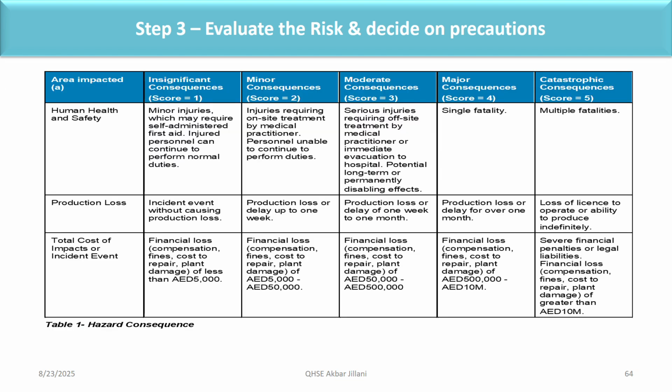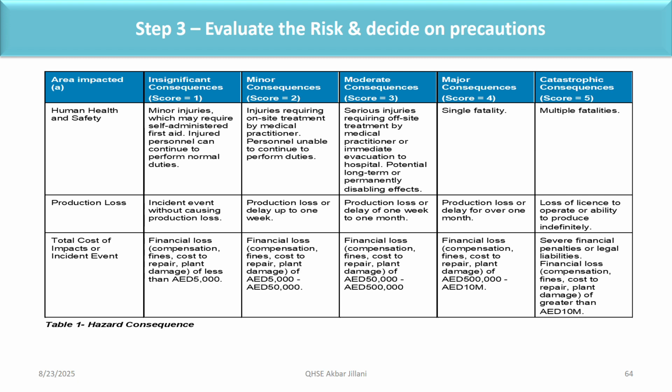So now we are taking the consequences. The consequences we took from the ADOSH system framework, SF Abu Dhabi system. Now I want to discuss this in terms of health and safety, production loss, and total cost of impact. Many students do not understand, and it's very difficult for them to classify, because the risk rating will give you an idea of the consequences or the severity.